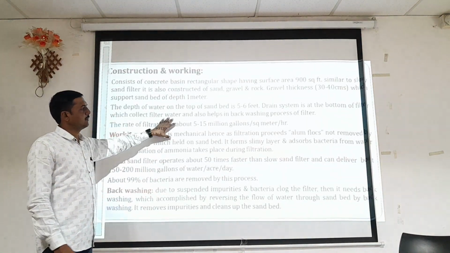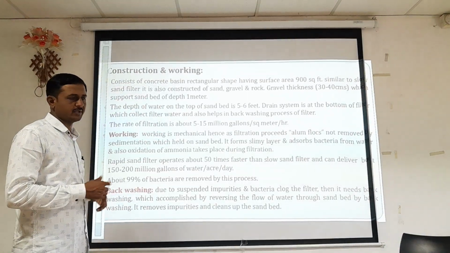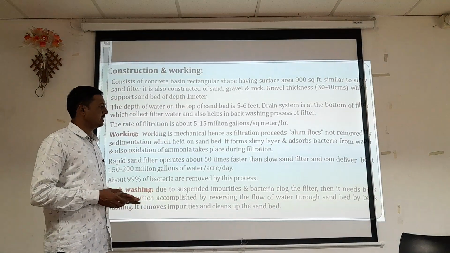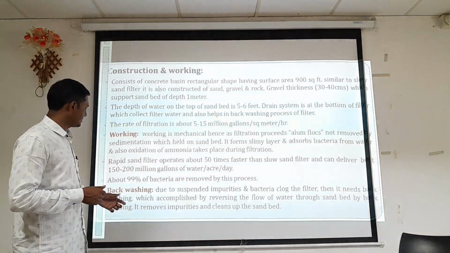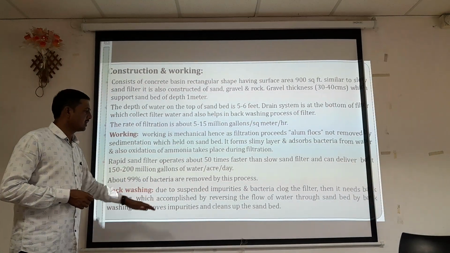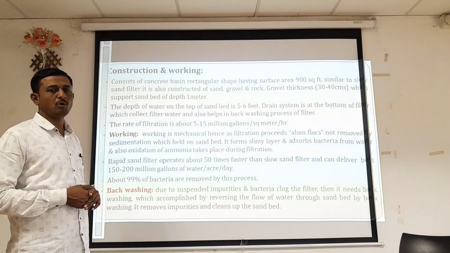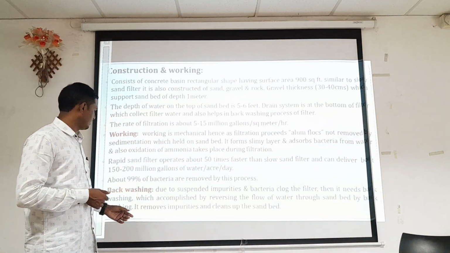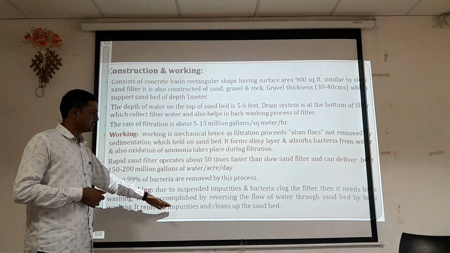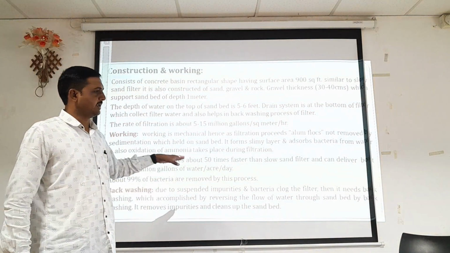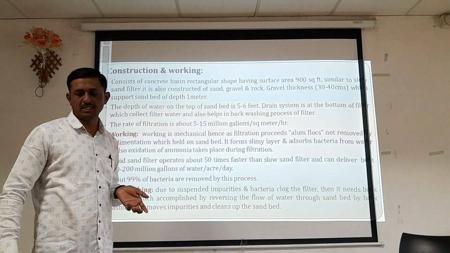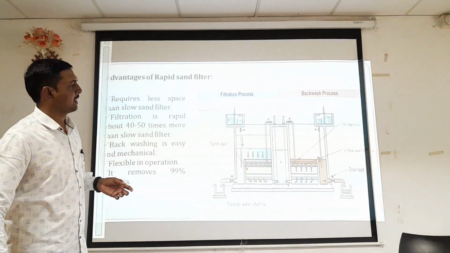Backwashing is a phenomenon used with the drain line. When suspended impurities and bacteria clog the filter, it needs backwashing, which is accomplished by reversing the flow of water through the sand bed. Backwashing removes impurities and cleans the sand filter or sand bed. That phenomenon is not available in the slow sand filter.